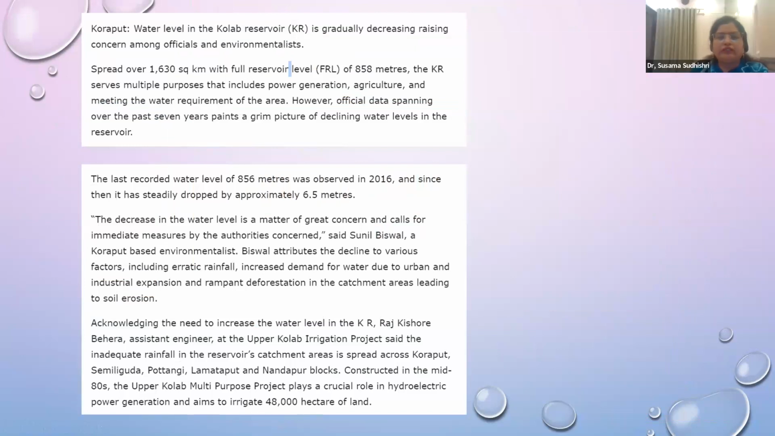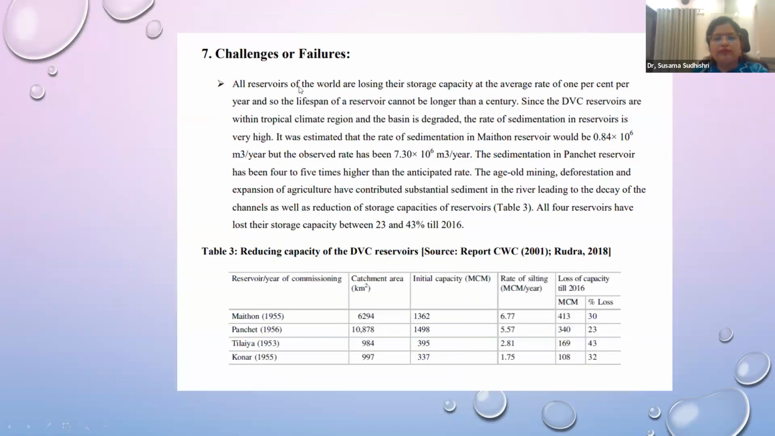Sir, what I was telling about the reasons for the decrease of water level in Kolab Dam is the less rainfall, which was shown by Mr. Sunil Biswal in Koraput, environmentalist, and the sedimentation problem. So there are two reasons why it is decreasing day by day. So what are the differentials?